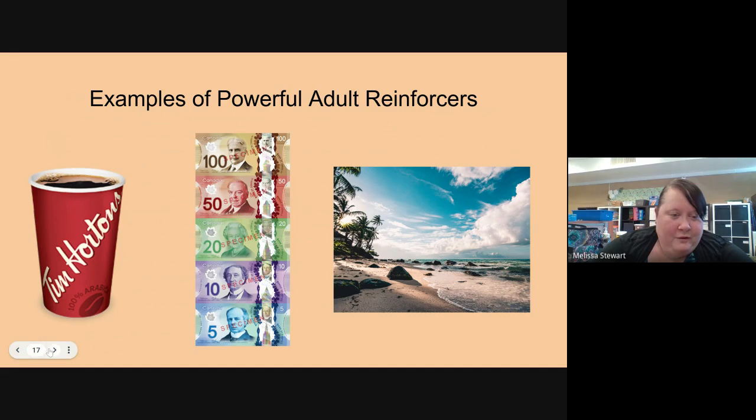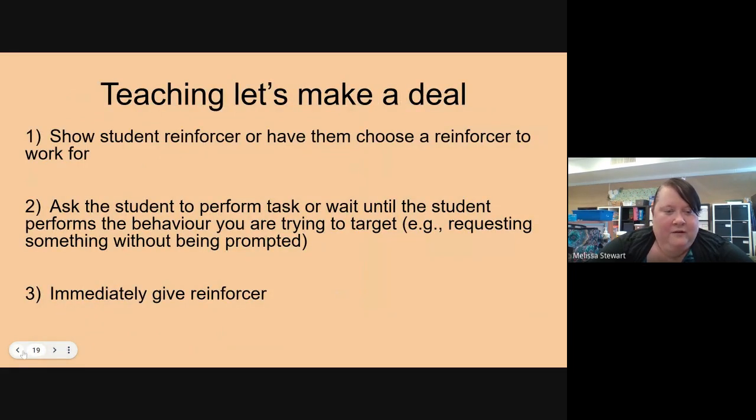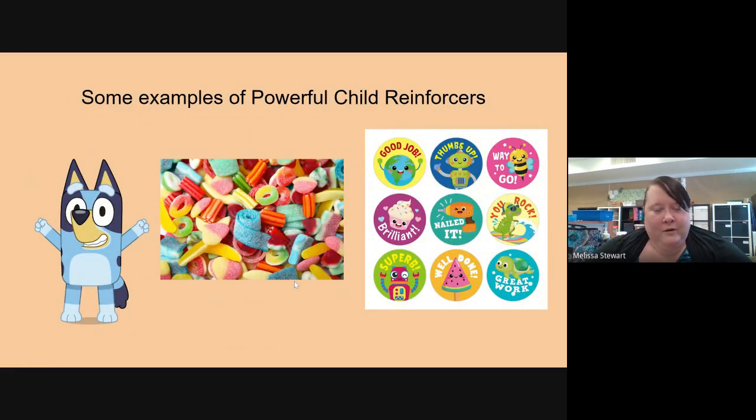So if we look at the next slide here, here are some examples of powerful reinforcers for children. Certain TV shows, Bluey seems to be a big one these days, candy, and some children love to still work for stickers. But just keep in mind that what is used as a reinforcer is chosen by your child. It's not something that we can pick for them. It's something that they pick for themselves.